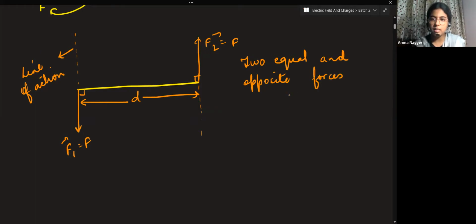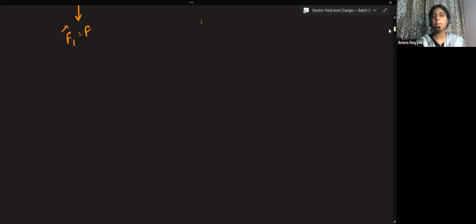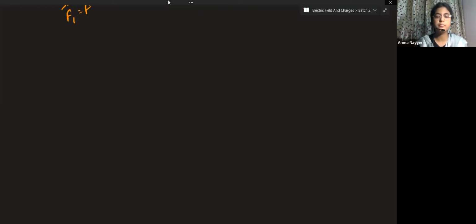You call them a couple. They form a couple: two equal and opposite forces directed in opposite directions. Opposite means opposite direction, and the magnitude is the same. Now, consider an electric dipole kept in a uniform electric field.